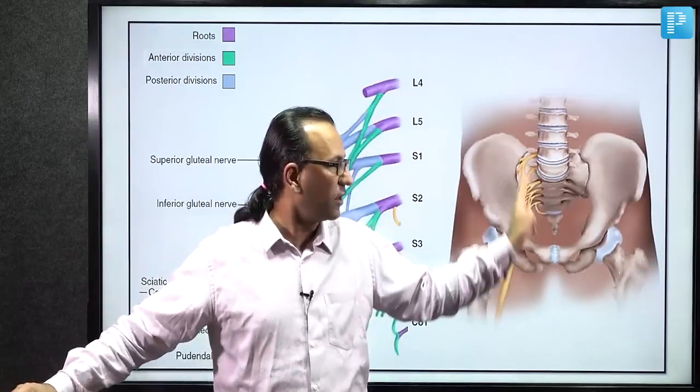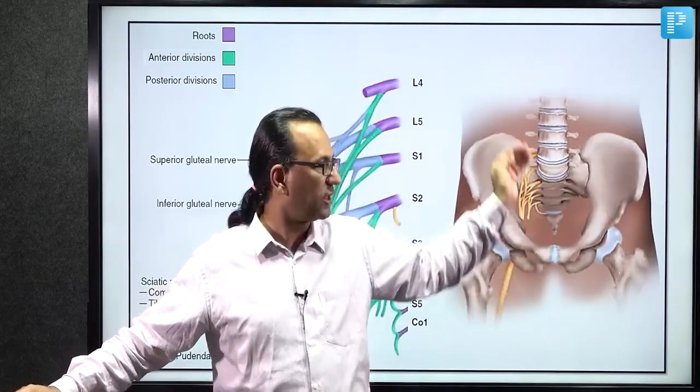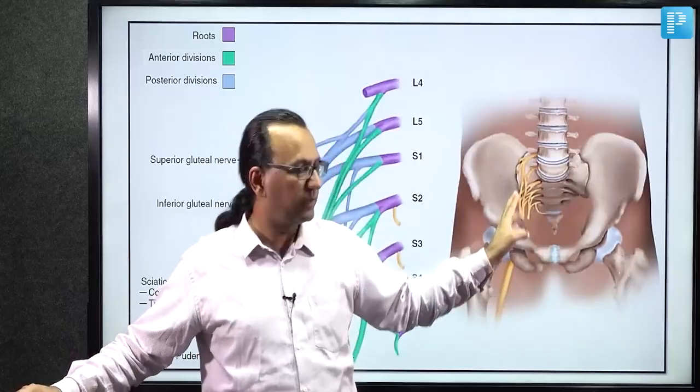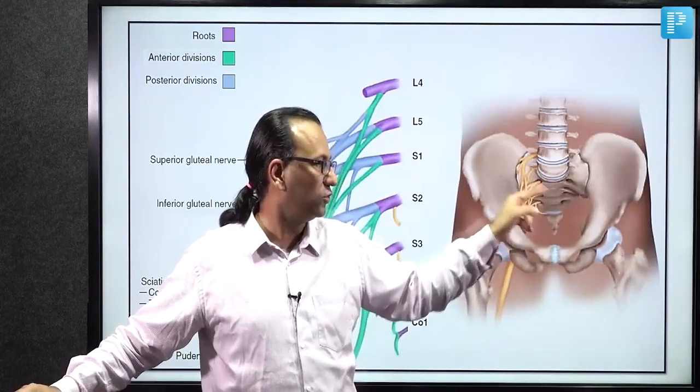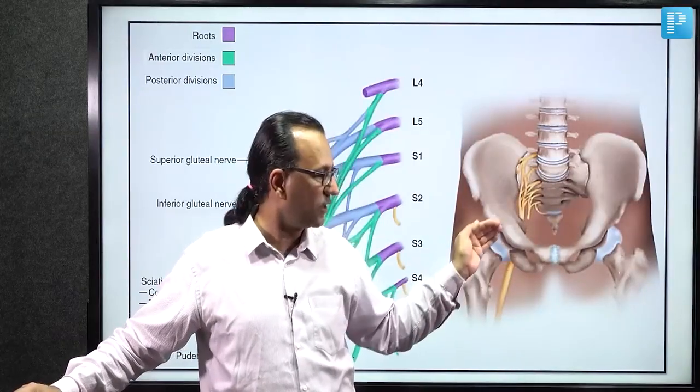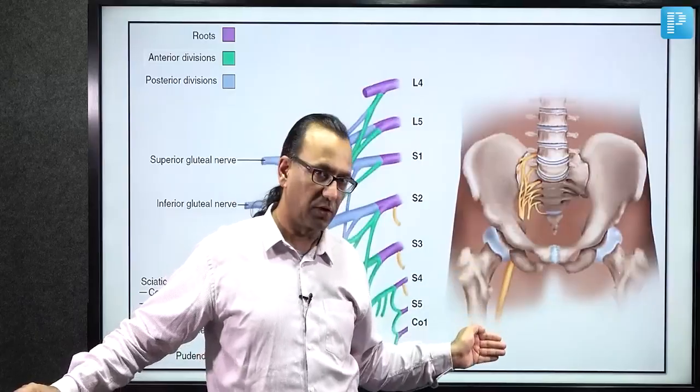Understand that these nerves are all coming from the lumbosacral plexus in the pelvis region and leaving the pelvis through the greater sciatic notch to reach the gluteal region and continue on the posterior aspect of the thigh.